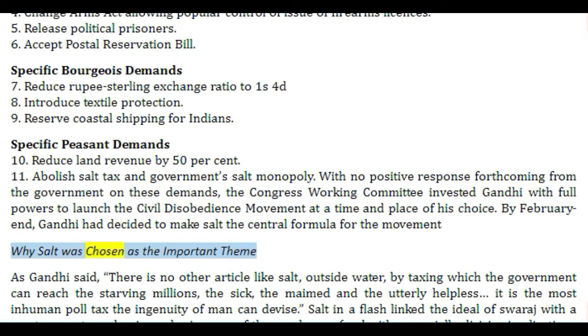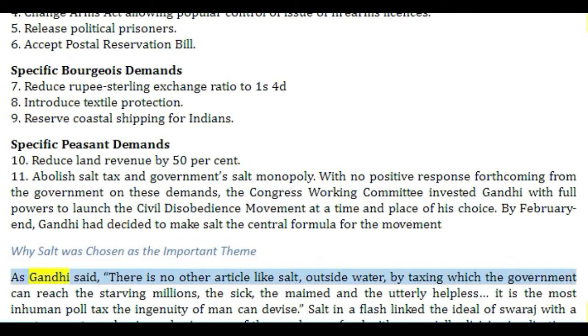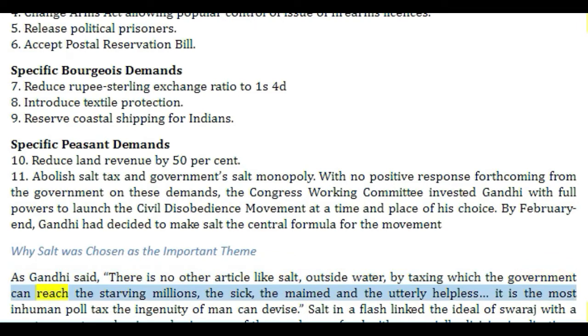Why was salt chosen as the important theme? As Gandhi said, "There is no other article like salt, outside water, by taxing which the government can reach the starving millions, the sick, the maimed and the utterly helpless. It is the most inhuman poll tax the ingenuity of man can devise."